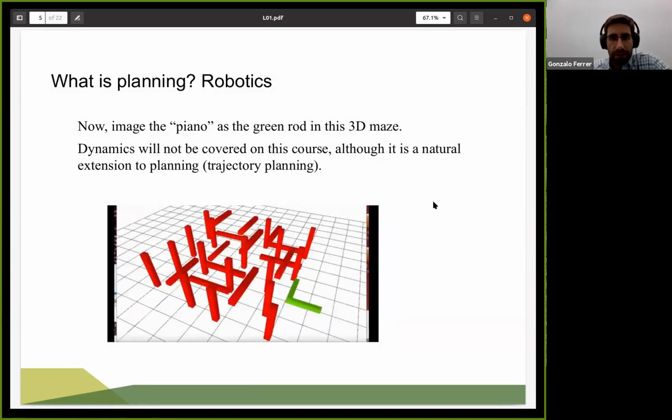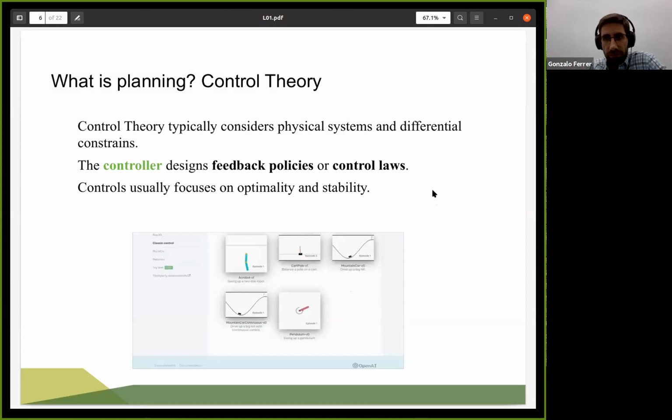Okay, so I think that's enough from robotics. It's clear what moving a piano means. We'll be working on this. We'll see that there are different techniques to solve this problem, right? So in general, this is what planning means in this course.